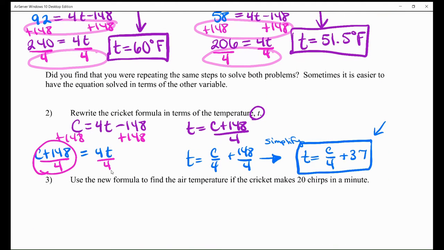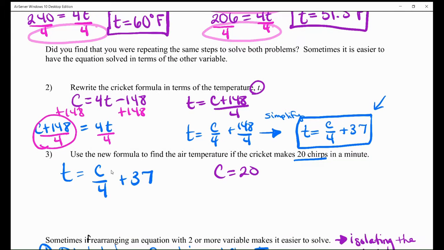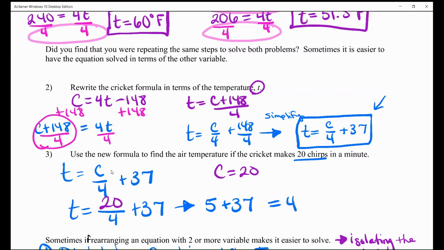So now what we want to do is use our new formula. Let's use the simplified one. And we want to find the temperature when there are 20 chirps. So when C equals 20. So t equals 20 divided by 4 plus 37. 20 divided by 4 is 5. And 5 plus 37 is 42.